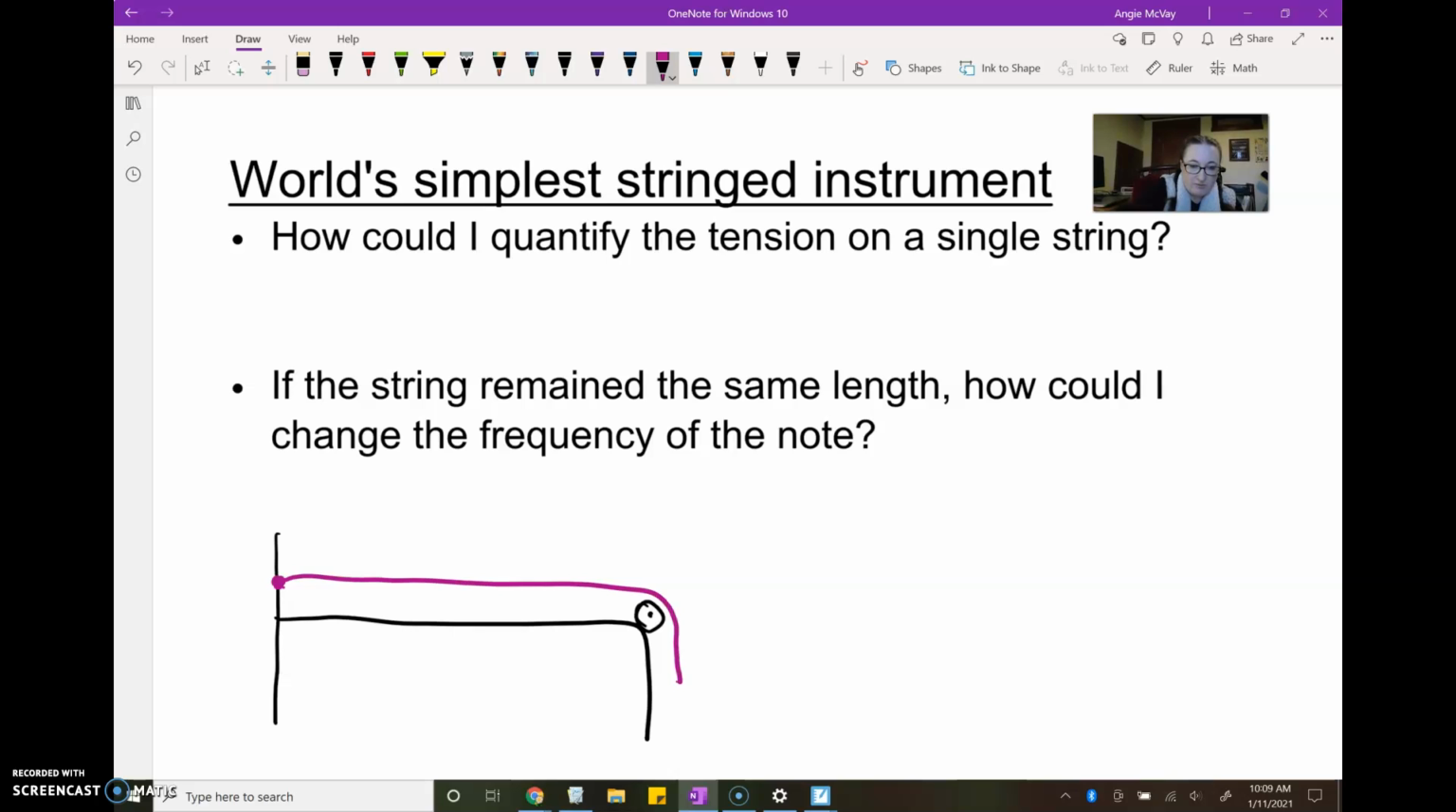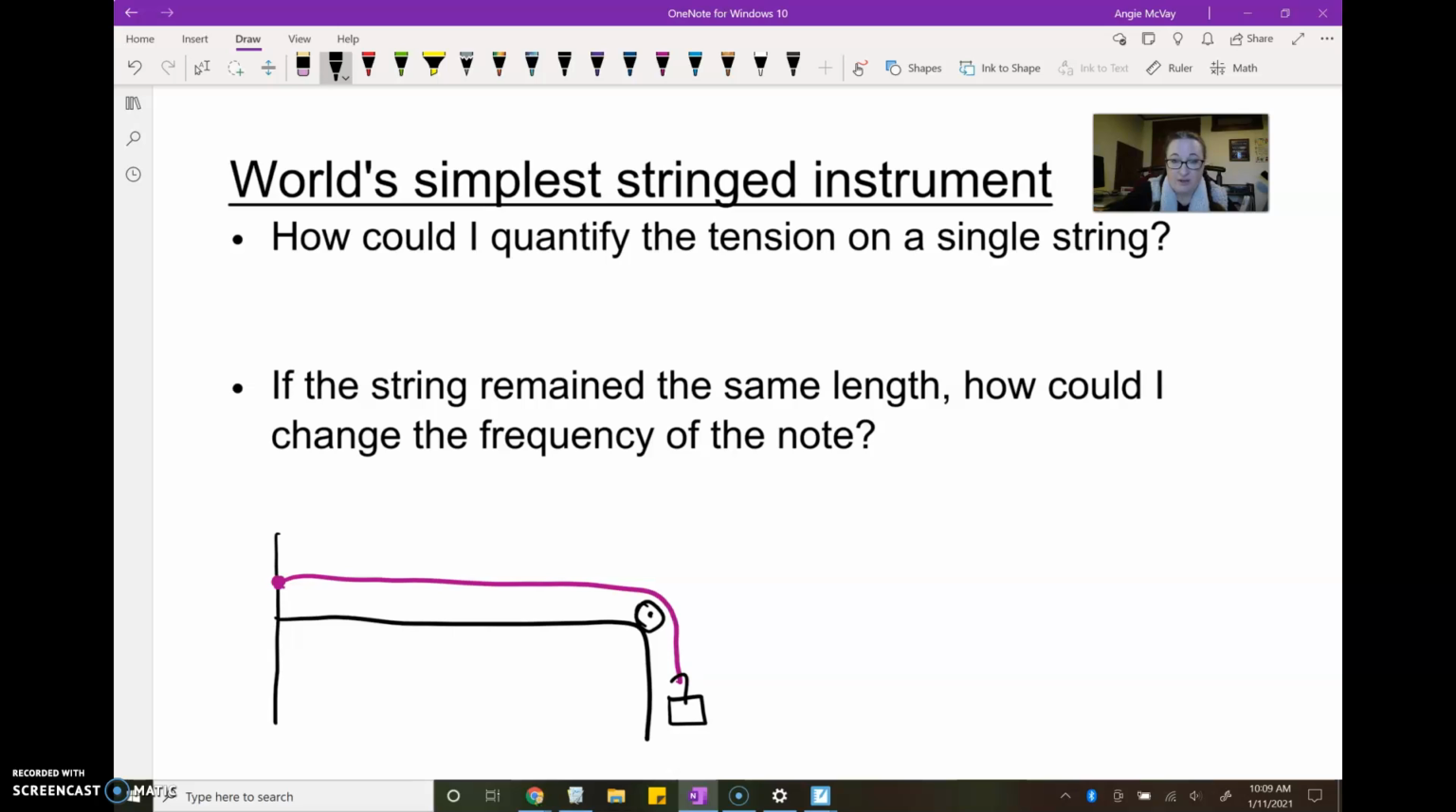And then I threw it over the pulley and attached a hanging mass. Okay. I could pluck that string, pluck, pluck, pluck, and it would play a note. It's not fancy. What would happen if I hung more mass on the string? Well, the tension would be higher and the note would be higher.